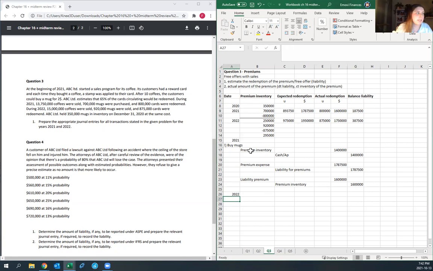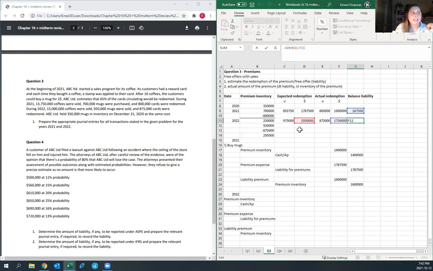That's for 2021. For 2022, you're going to do exactly the same entries, but now with the amounts that we calculated earlier for 2022. So the premium inventory increased by, how did you get that 387,000, where did I get it here? Oh, yeah. It is the balance in liability in the last year on December 31st, 2021, plus the expected redemption for 2022 minus the actual redemption for 2022. And that gives us the $387,000.